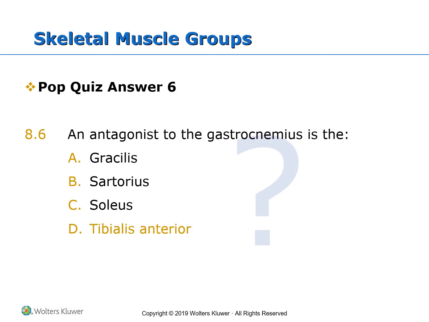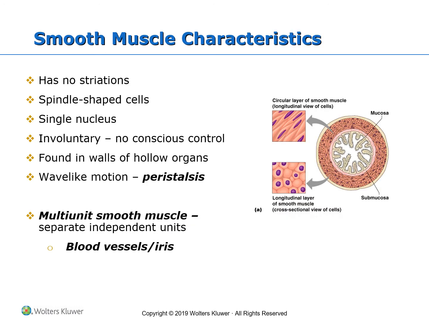Tibialis anterior is the antagonist to the gastrocnemius. A review of the smooth muscle characteristics: has no striation, has a spindle-shaped type of cell with a single nucleus. They are involuntary, so no conscious control for those, and they make up the muscles found in the hollow organs. Their contraction creates a wave-like motion that is called peristalsis.